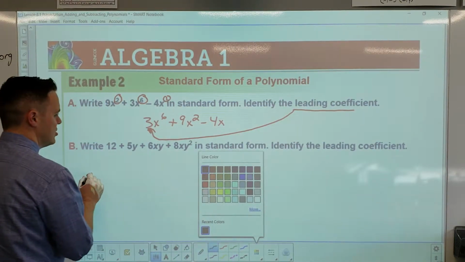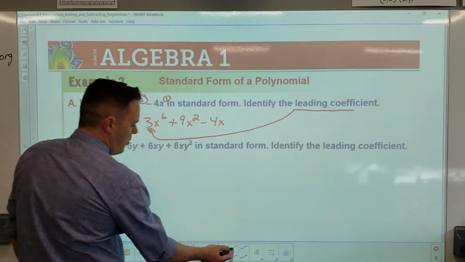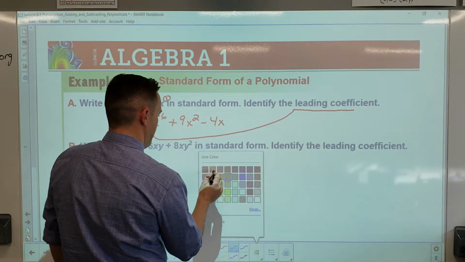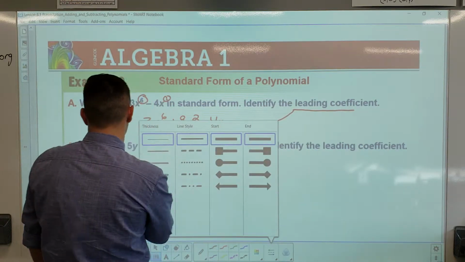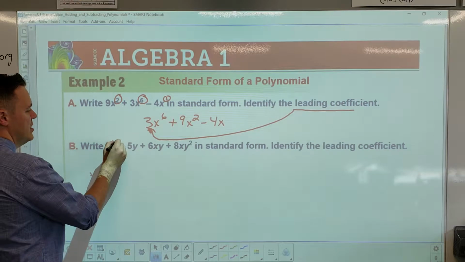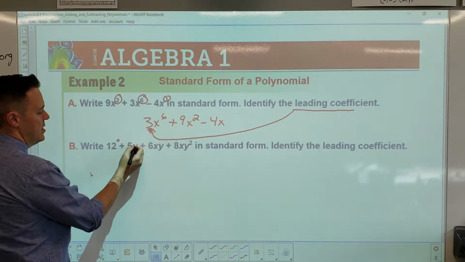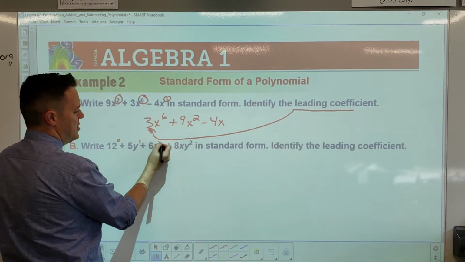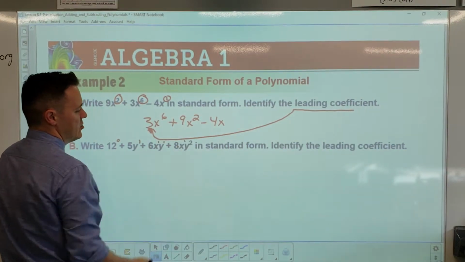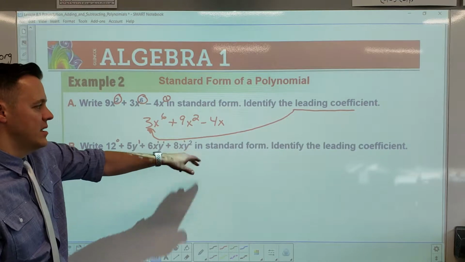Okay, so you have to ask yourself on the standard form, how many degrees? All right, how many degrees are here? This would actually be 0. How many degrees are here? This is 1. This is 1, 2. And how many degrees are here? You'd have 1, 2, and 3.